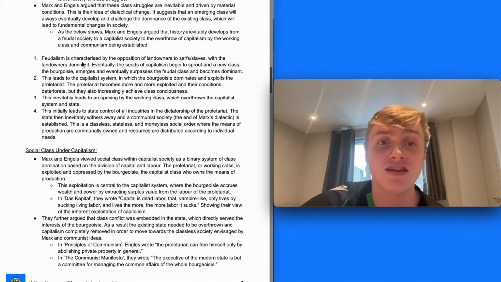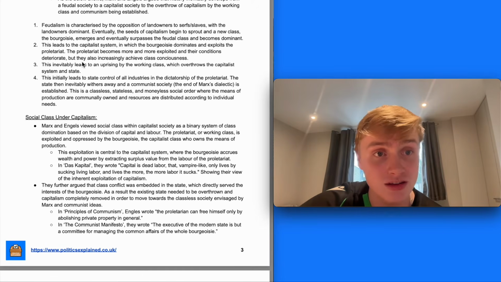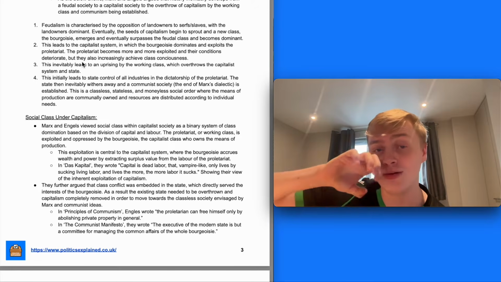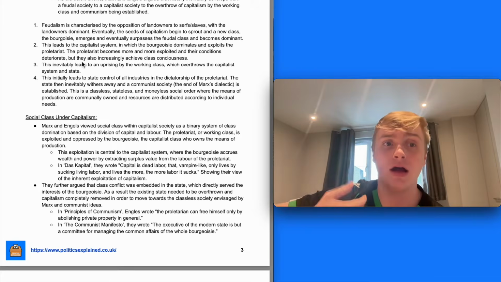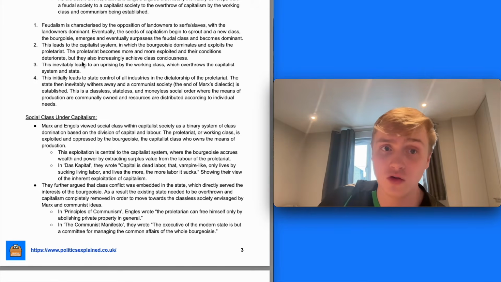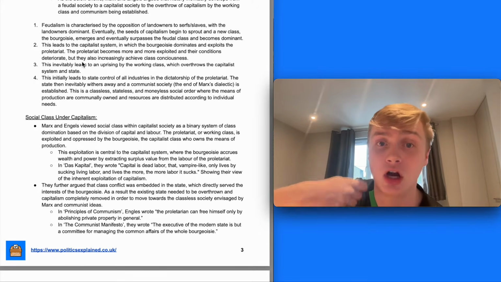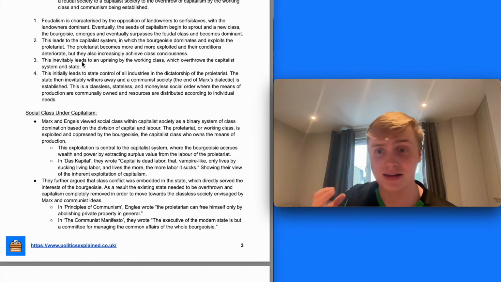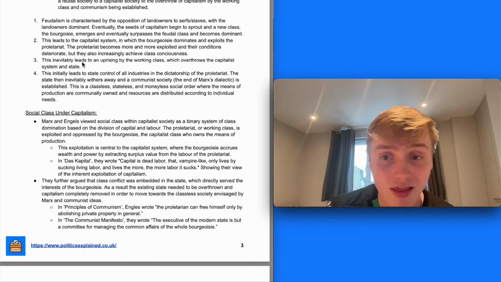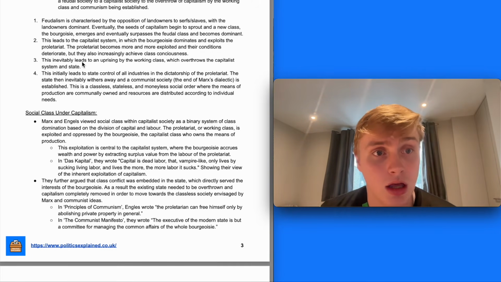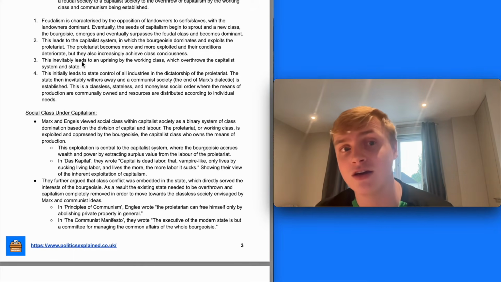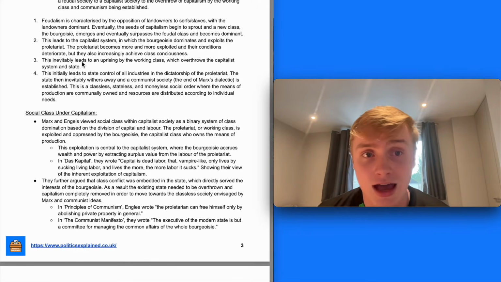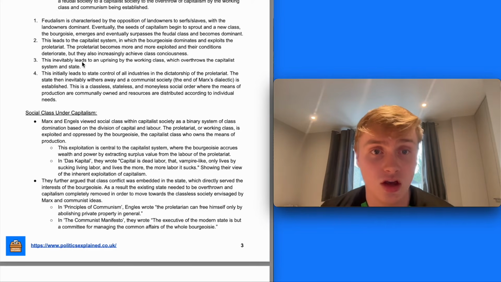And they see societies inevitably developing from feudalism, which is characterized by the opposition of landowners to serfs and slaves. Out of that grows capitalism and a capitalist class, the bourgeoisie, which ultimately surpasses the feudal class and becomes dominant. This then leads to the capitalist system, where you have the oppression of the proletariat, the working class, by the bourgeoisie. The proletariat becomes more and more exploited and their conditions deteriorate, but as they do so, they increasingly achieve class consciousness.